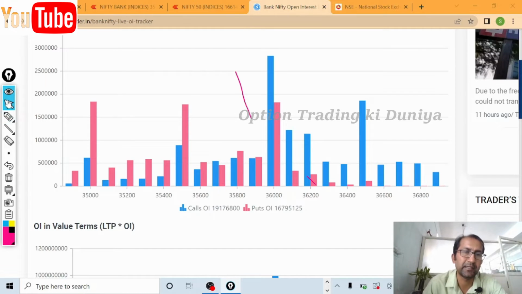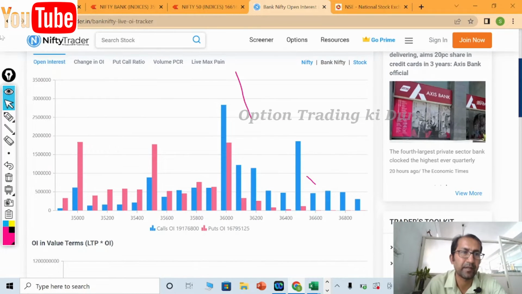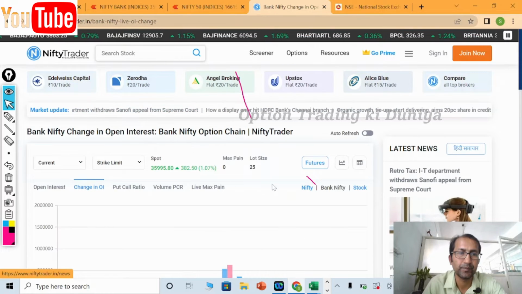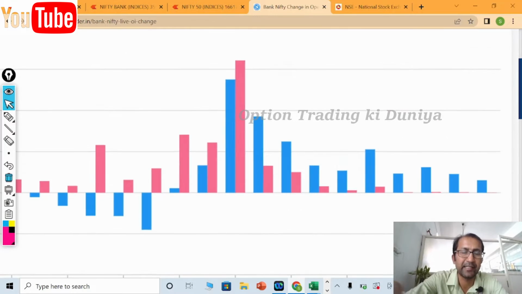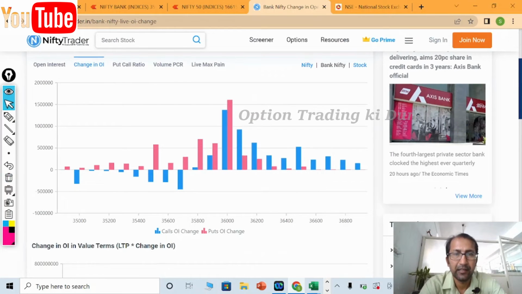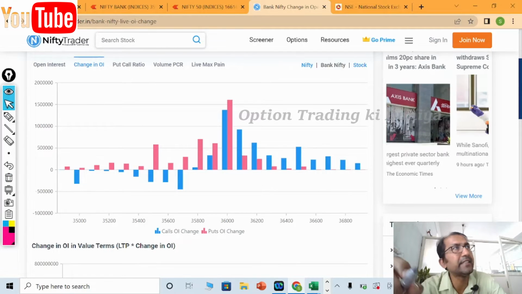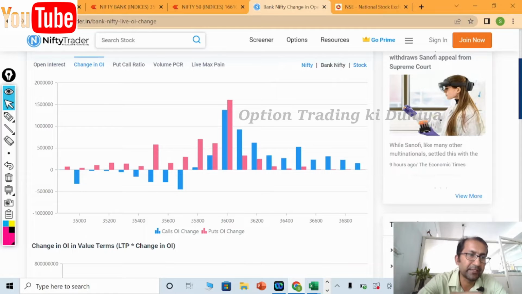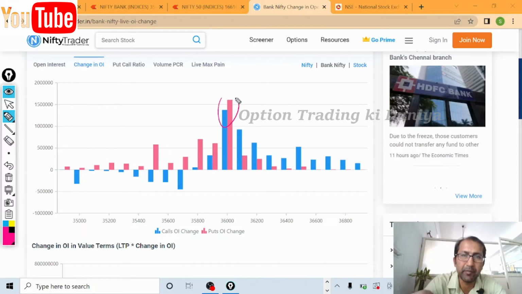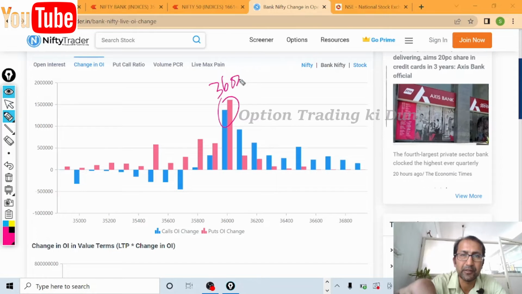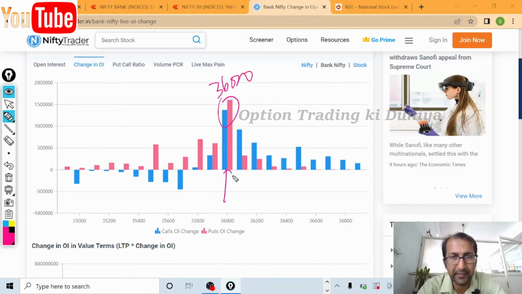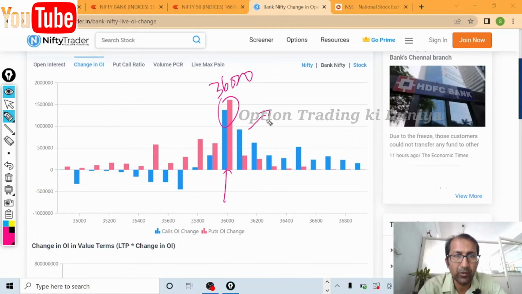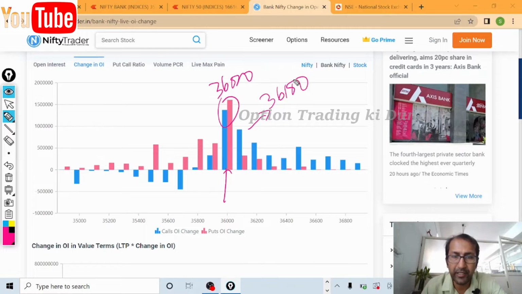Let me concentrate. Yeah, that is change in open interest on your screen. Now we can see highest change has taken place at 36,000. So that is the maximum level, 36,000. Then hardly you can see much changes, and 36,100 also is written on the higher side.